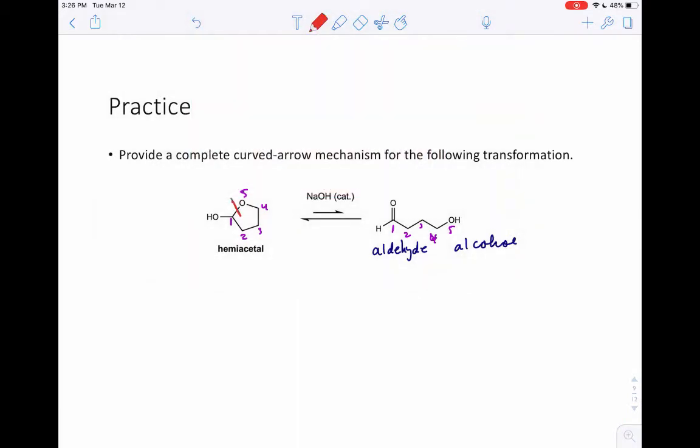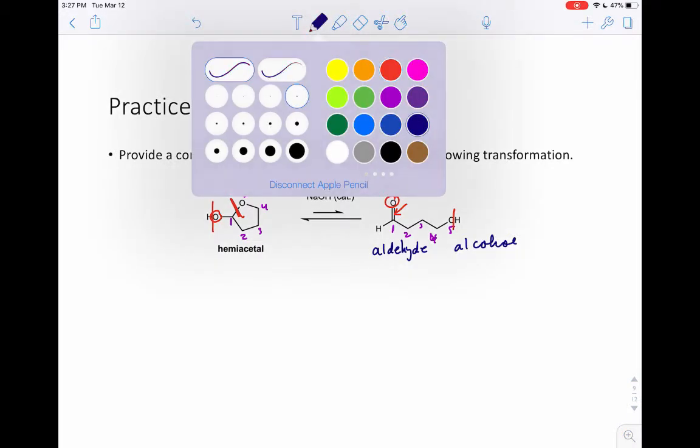I know that this bond was broken, right? There's no bond here between these guys in the product. I can see that this bond was made, and that this pi bond was made. And now this oxygen looks like this one, so I know that that OH bond was cleaved as well. So I just need to go ahead and do these things in the order that makes sense.